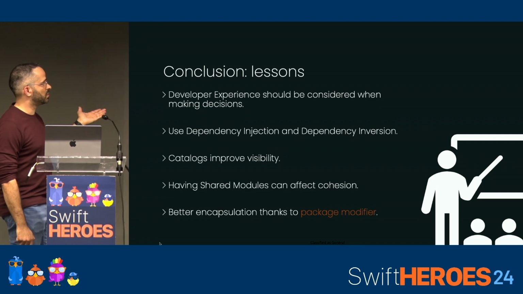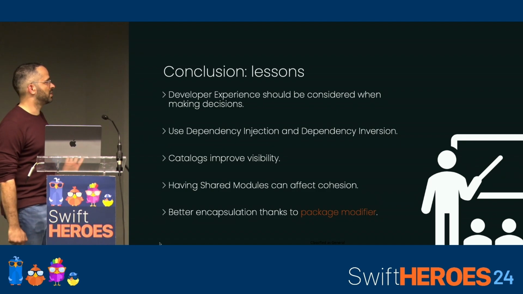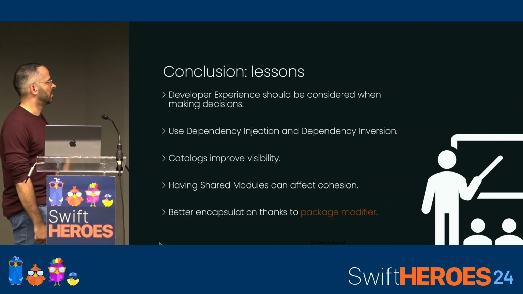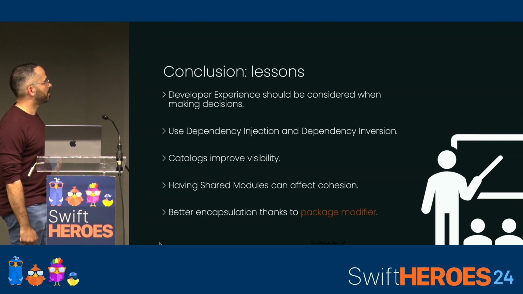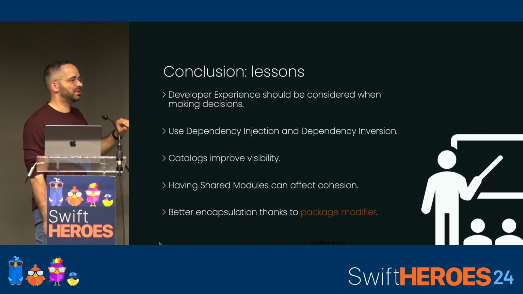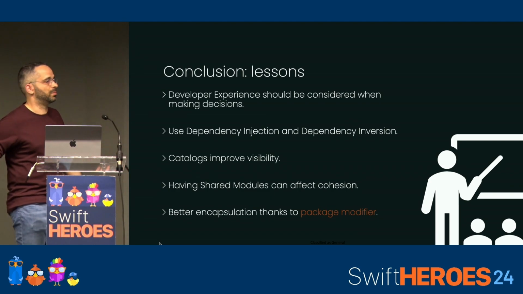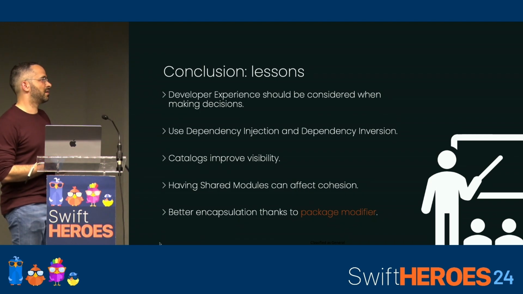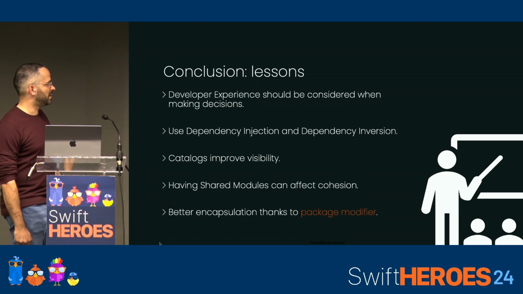Also, developer experience should be considered when making these kinds of decisions regarding architecture. Again, dependency inversion and dependency injection are not the same thing, even though they look similar. Catalogs improve visibility. Keep in mind that having shared models can affect cohesion, so people can just decide to put a lot of stuff into a shared model. We should keep an eye on that. Basically, we trust developers, and we also do, every now and then, together with them, architectural reviews to make sure we are not doing anything crazy.